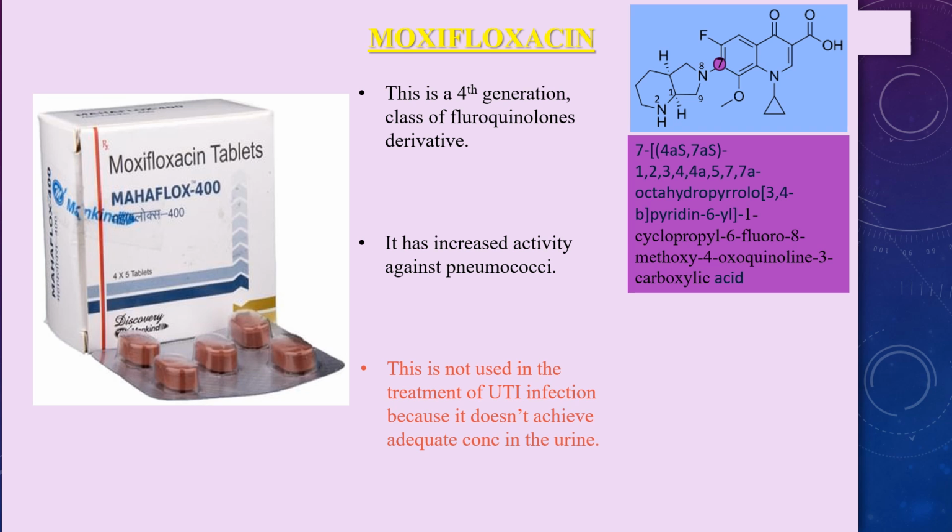Now let's discuss the structure. In the first position, a cyclopropyl ring is present. In the sixth position, a fluorine atom is present. In the seventh position, a heterocyclic ring is present. In the second and eighth positions, a dinitrogen ring is present. This is pyridine, and this is pyridine attached with a pyrrole ring system.